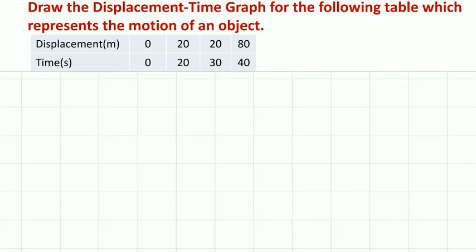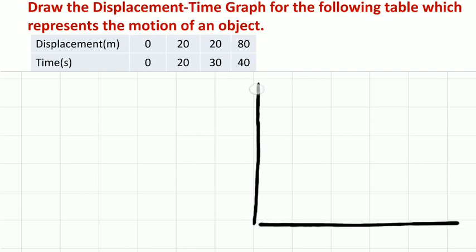Here is our another question on displacement time graph. Draw the displacement time graph for the following table which represents the motion of an object, and here the table is given. So we need to draw the displacement time graph. Let's make it. So take this axis and this axis. Take this as the displacement axis and this as the axis for time.